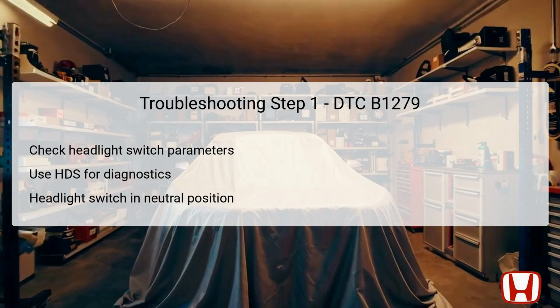In the first troubleshooting step for DTC B1279, it is essential to check the headlight switch parameters using the Honda Diagnostic System, HDS. Start by ensuring that the headlight dimmer switch is positioned in the neutral position. This is vital for accurate readings.